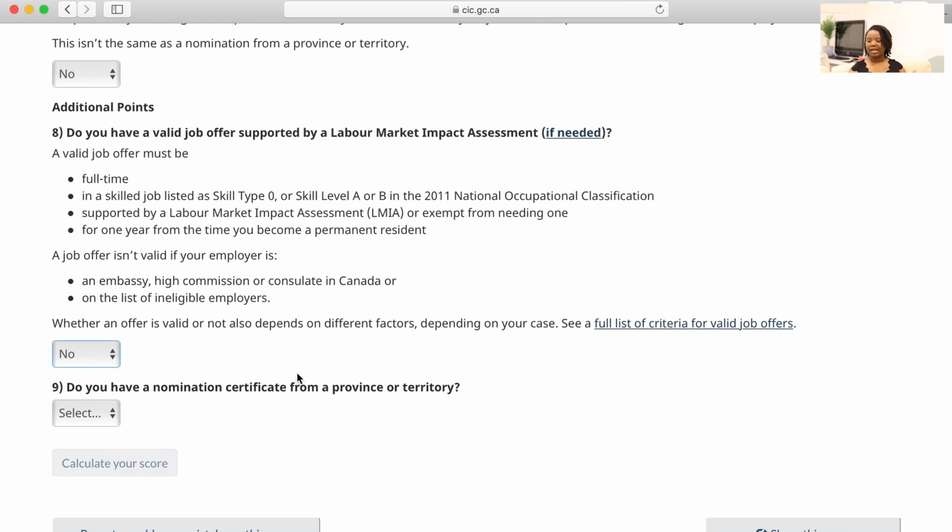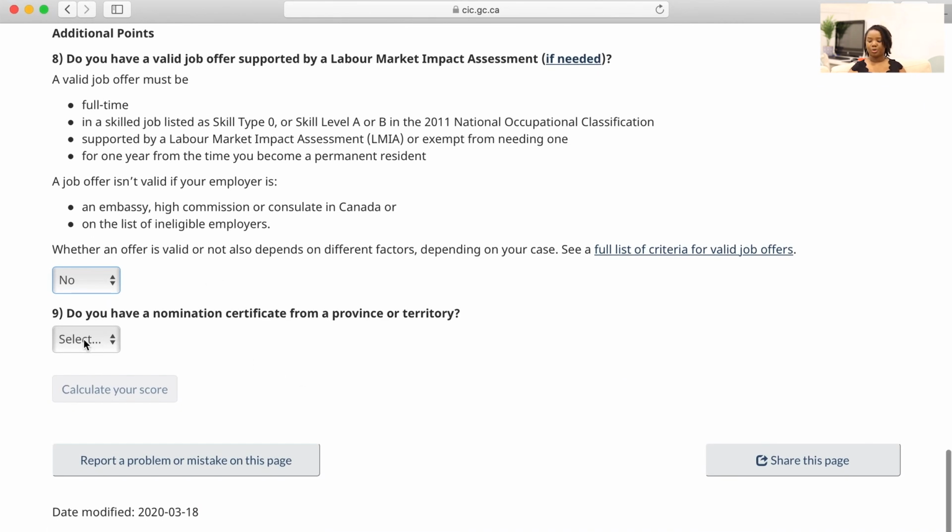Next question, do you have a nomination certificate from a province or territory? So this is asking if you have provincial nomination. We're going to say no. We're going to get into that as well. All these topics I will cover in detail in subsequent videos.